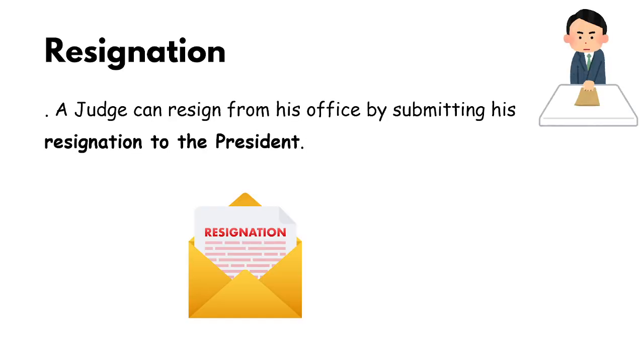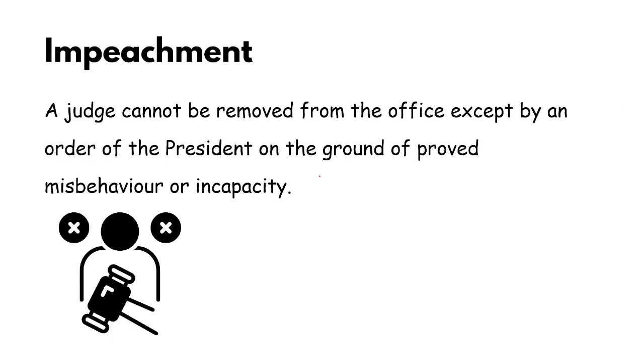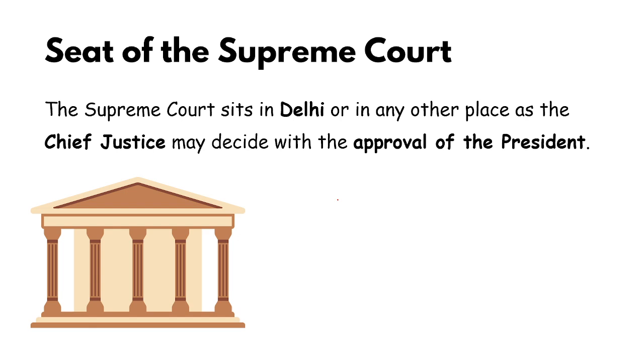Resignation. A judge can resign from his office by submitting his resignation to the President. Impeachment. A judge cannot be removed from office except by an order of the President on the ground of proved misbehavior or incapacity. Seat of the Supreme Court. The Supreme Court sits in Delhi or in any other place as the Chief Justice may decide with the approval of the President.